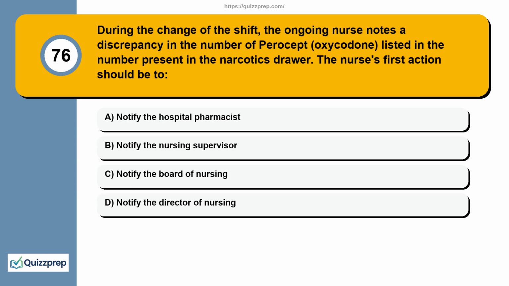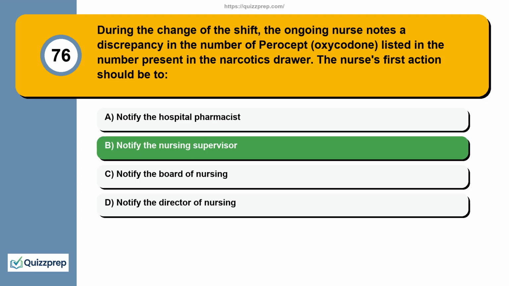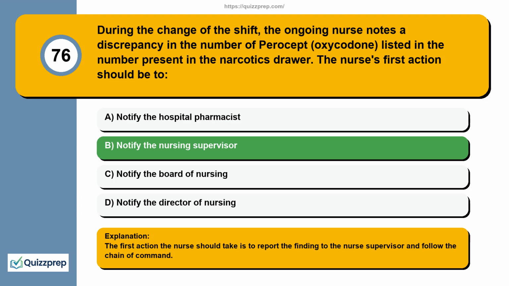Question 76. During the change of the shift, the oncoming nurse notes a discrepancy in the number of Percocet, oxycodone, listed and the number present in the narcotics drawer. The nurse's first action should be to notify the hospital pharmacist, notify the nursing supervisor, notify the Board of Nursing, notify the Director of Nursing. The first action the nurse should take is to report the finding to the nurse supervisor and follow the chain of command.